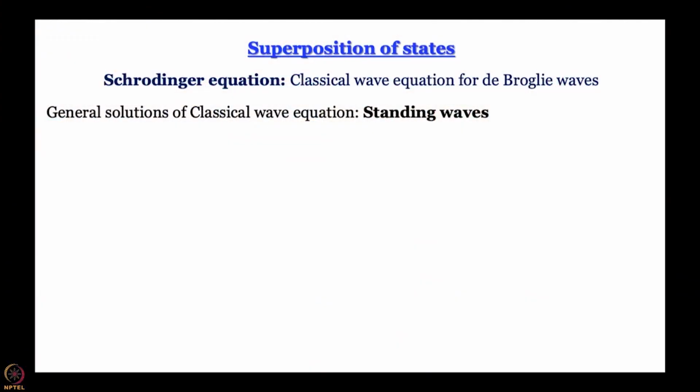And once again, remember, these are all postulates, you cannot prove them, but even a postulate has to have some basis. The basis of this postulate is that if you go back and think what the Schrodinger equation is, it is essentially a classical wave equation for de Broglie waves. And it is known for classical equations that the general solutions are standing waves. Standing waves means waves in which the positions of the nodes do not change.